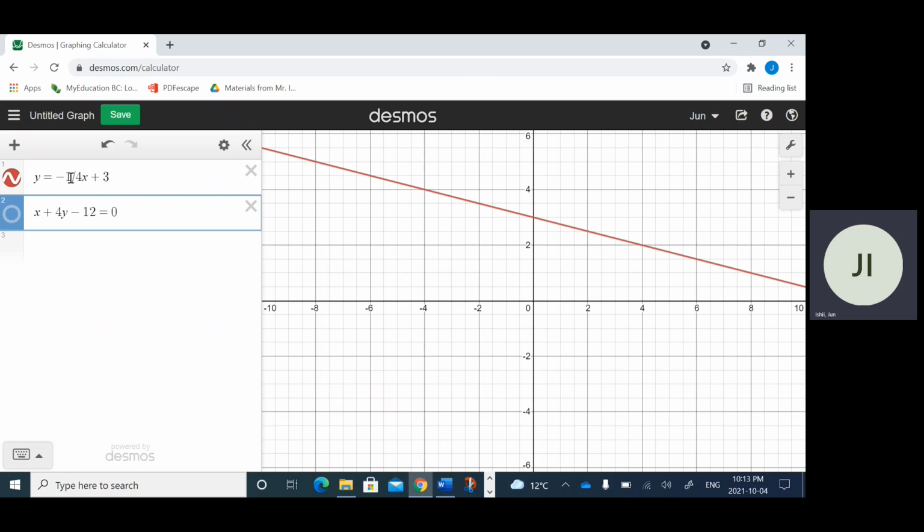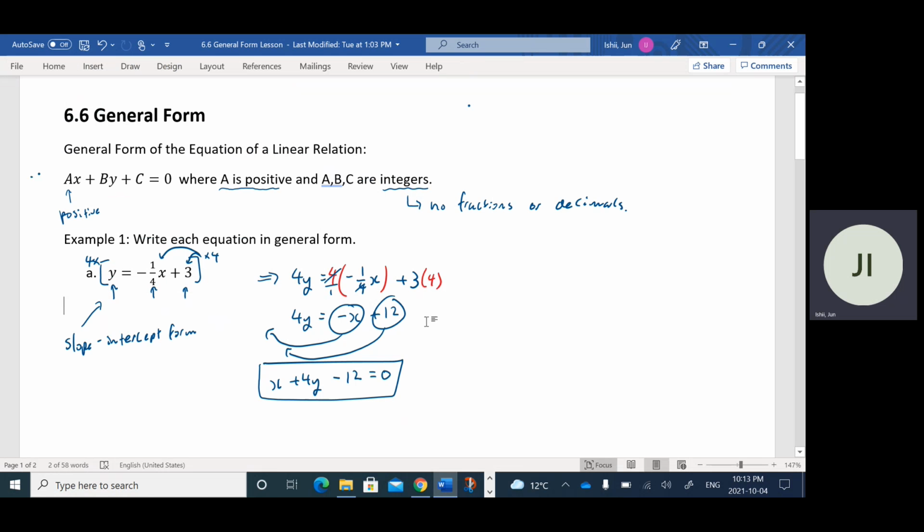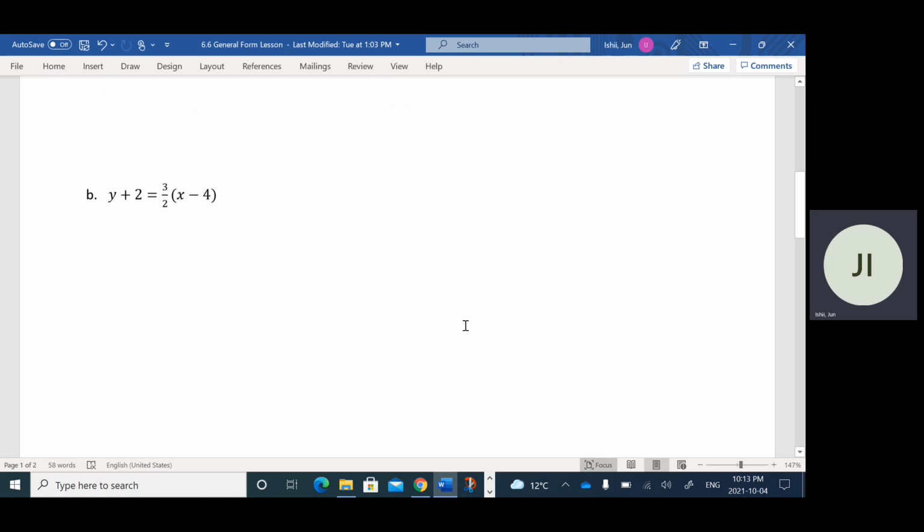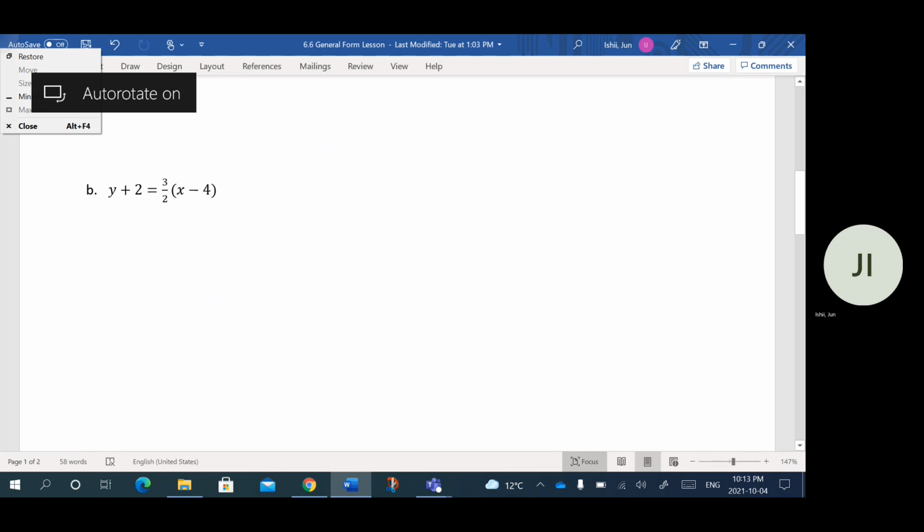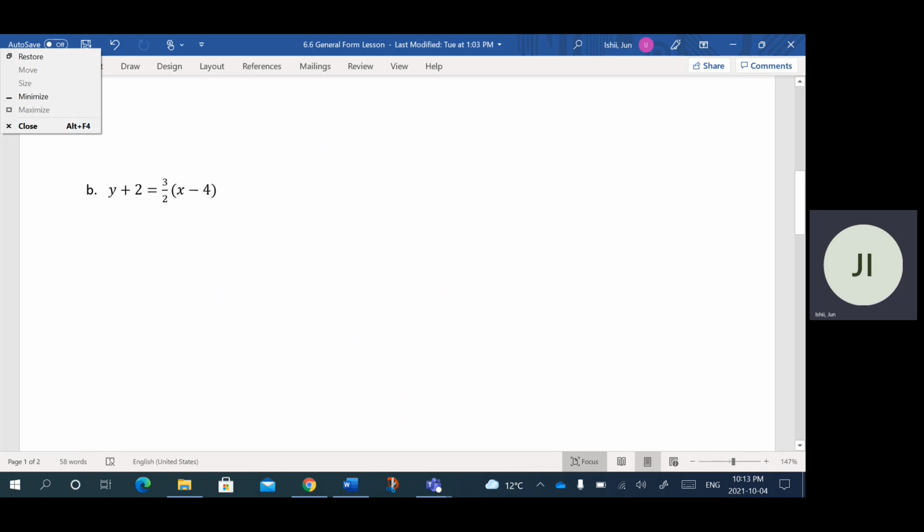What that means is that the graph of the first one is equal to the graph of the second one. These are both the same functions, just in different forms. Different equations graph the exact same line. Cool. Now let's try this one here. Rather than being in slope-intercept form, this one is in slope-point form.